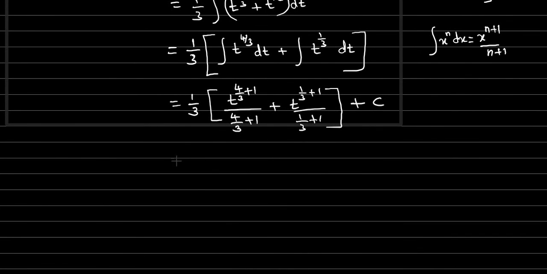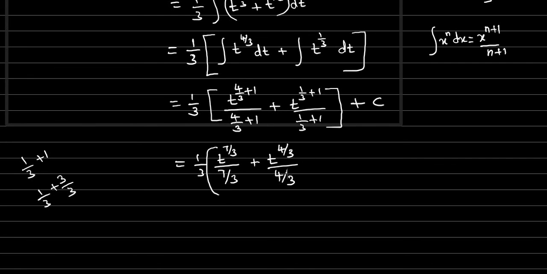Now once again we need to simplify this. So 1 by 3, 4 by 3 plus 1. LCM is 3, so 4 by 3 plus 3 by 3, 4 plus 3 is 7. So 7 by 3. So what we are getting: t power 7 by 3 by 7 by 3, plus here 1 by 3 plus 1. 1 by 3 plus 1, how much? We are getting LCM as 3, so 3 by 3. So that is 4 by 3. So t power 4 by 3 by 4 by 3, plus c. This 1 by 3 is applicable for both the terms, that's why I put the bracket.